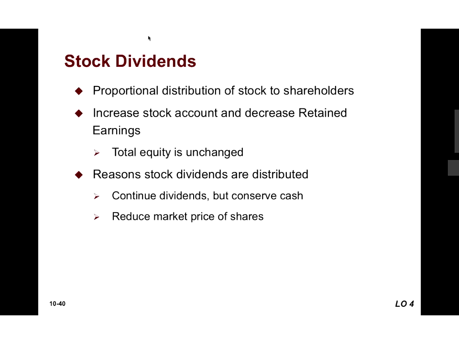Total equity is unchanged. Companies distribute a stock dividend because they want to continue paying a dividend. They want shareholders to feel like they're getting something, but they don't have enough cash. They might also want to reduce the market price of the shares. You end up with more shares of stock, but the market adjusts for that. It's like you had a pizza with 10 slices, so you recut it, and now you have 12 slices. You don't have any more pizza, you just have more pieces, and that's what a stock dividend is.